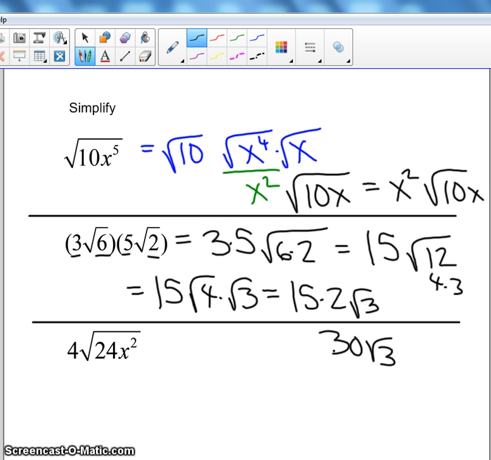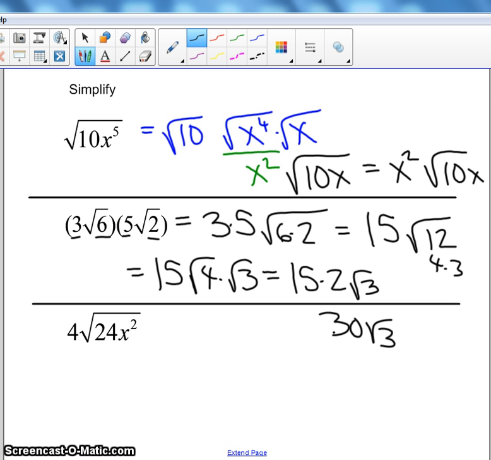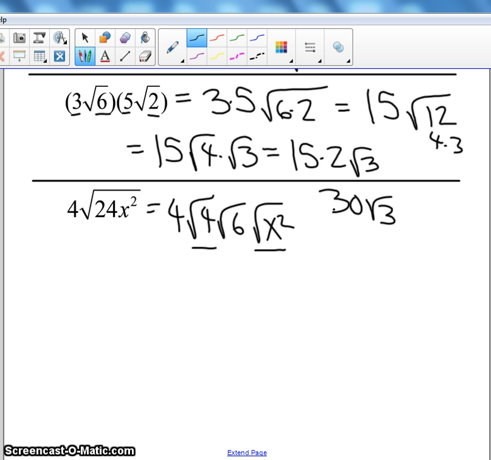On the last example, we're looking for factors of 24 that are perfect squares. That's 4, which 4 times 6 is the 24, and the x squared is a perfect square. We can now reduce those perfect squares into the following. The square root of 4 is 2. I cannot reduce the radical 6, and the square root of x squared is x. Putting all this together gives me 8x radical 6.